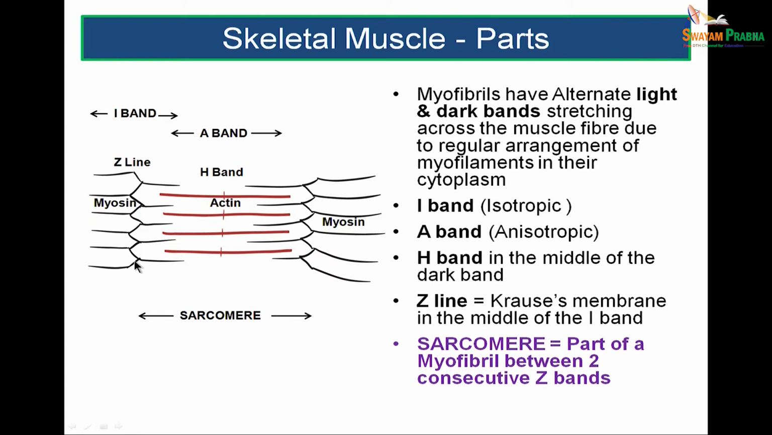The part between two consecutive Z lines is called a sarcomere. This sarcomere is the structural unit of a muscle fiber and is defined as the part of a myofibril between two consecutive Z bands. So we have two consecutive Z bands, and the part of the myofibril between them is called the sarcomere.